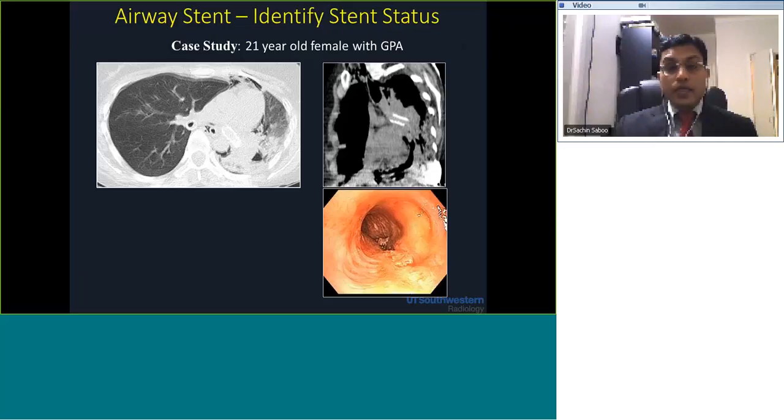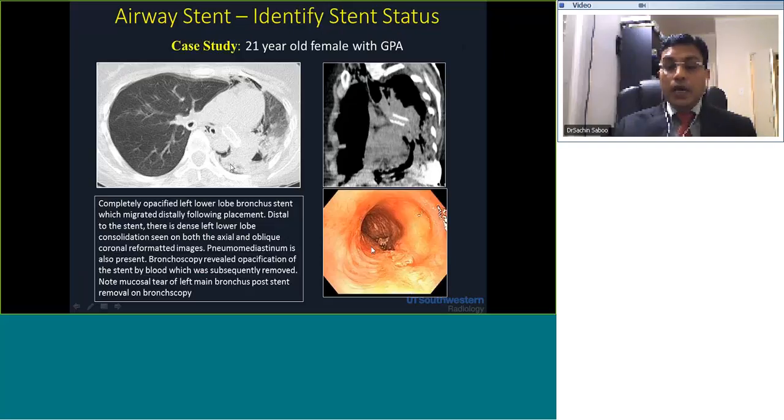Let's take another example of an airway stent. This is a 21-year-old female with granulomatosis with polyangiitis. What you see here is that the stent in the left main bronchus has migrated distally with adjacent collapse of the left lower lobe and mediastinal emphysema. That is a complication of the stent. Therefore the stent was removed, and we found that the opacity in the stent was due to blood, and the bronchoscopy shows a mucosal tear due to the stent placement.